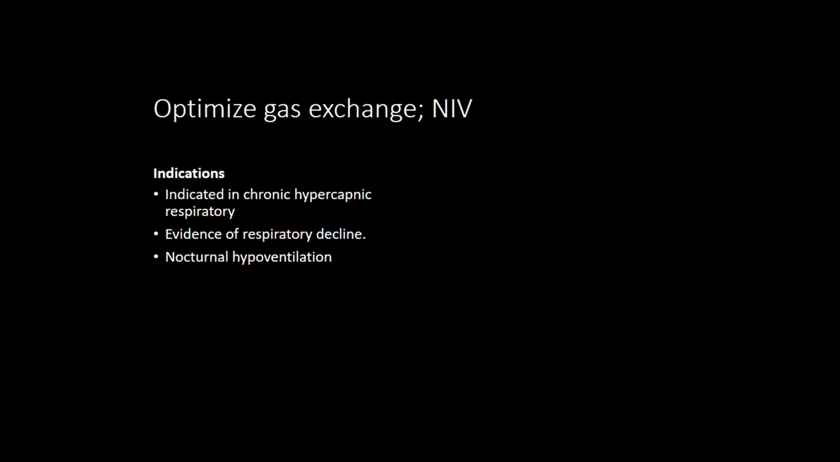Non-invasive ventilation is indicated in, again, acute hypoxic respiratory failure, but it can also be used for patients with extrinsic restrictive lung disease such as neuromuscular disorders or chest wall deformities. Patients of this kind could benefit from home non-invasive ventilation, especially if they present with evidence of respiratory decline during the course of their illness.